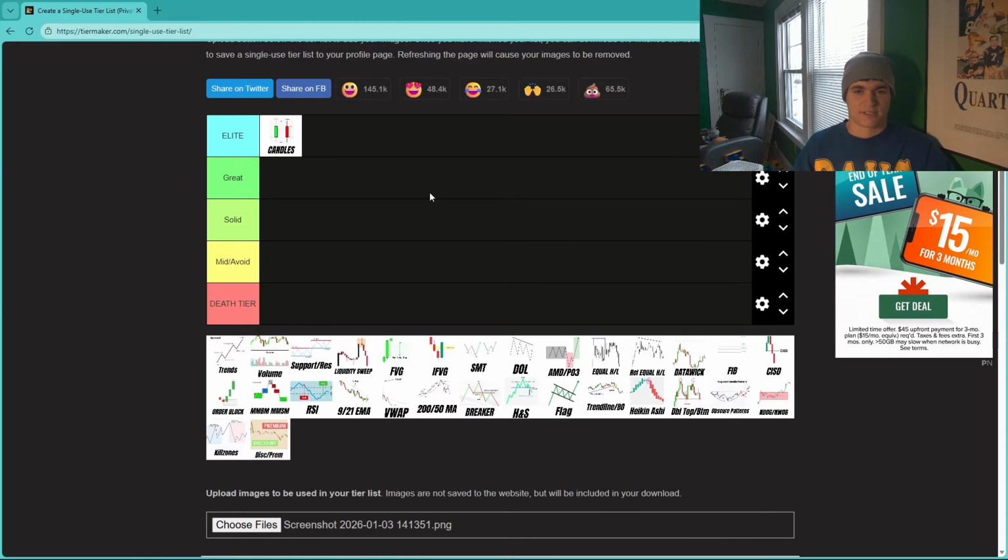First up, we have candlesticks. This is elite. What do I have to say? If you're trading and you're doing technical analysis, that means you're looking at a chart and you're probably seeing candlesticks. Now, if you know how to read these, you know how important they are. If you don't know how to read these, well, you're cooked and you cannot trade until you understand them deeply. So candlesticks are elite.